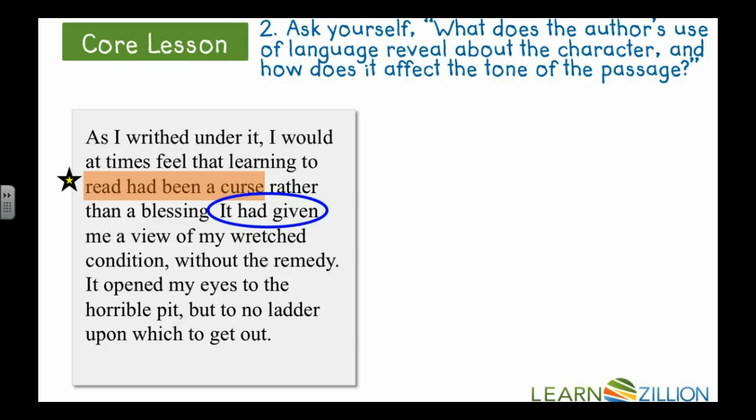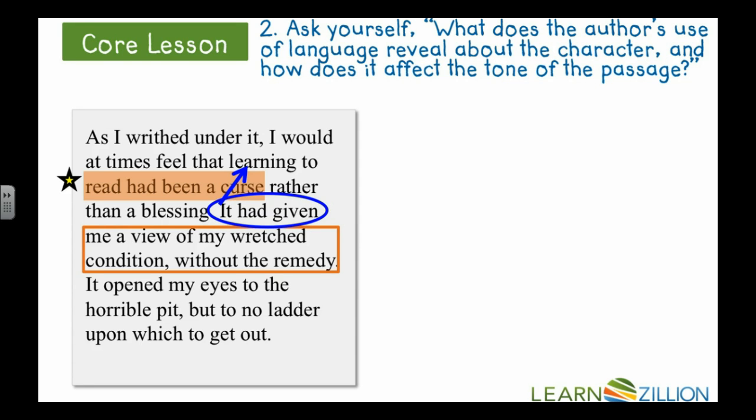When I read, it had given, I know that the word it refers back to learning to read. So he continues to talk about reading when he says, it had given me a view of my wretched condition without the remedy. Here is figurative language again. The author makes learning to read sound like an animate being when he says it gives him something, in this case, a view of his condition as a slave.